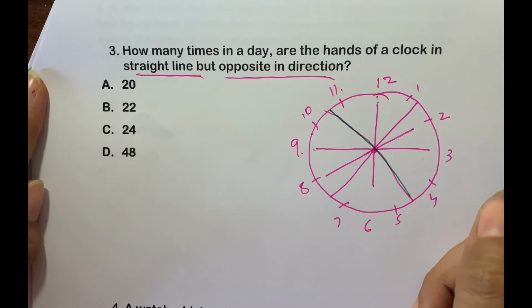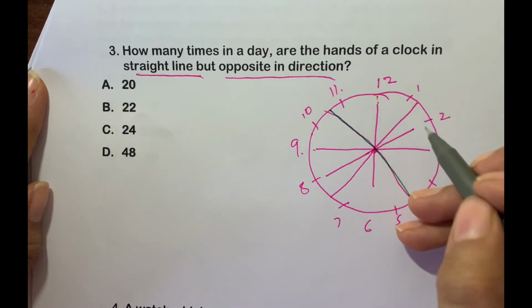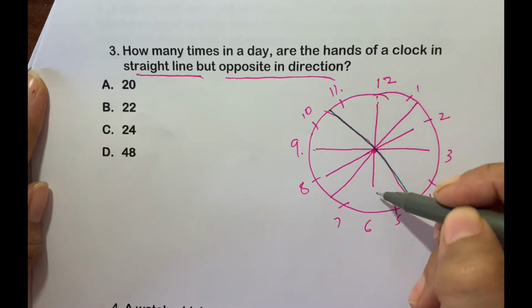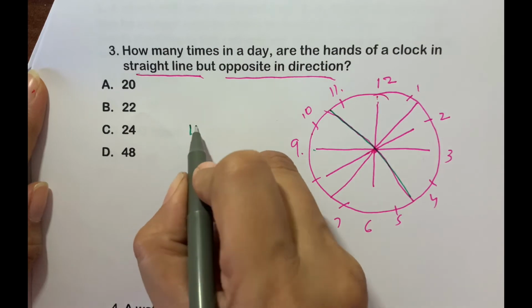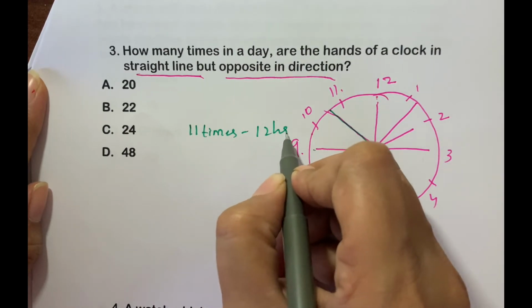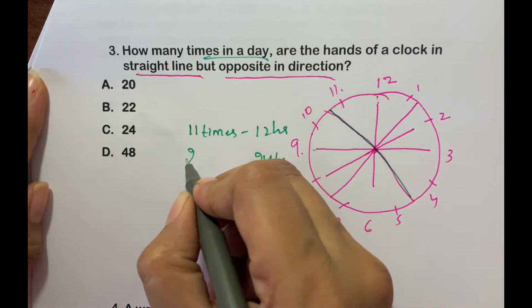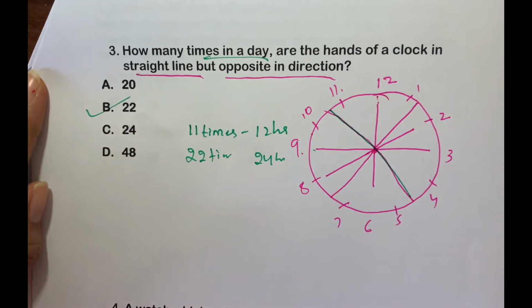So the hands of a clock point in the opposite direction 11 times in every 12 hours. So once it completes this particular 12 hours, we are supposed to leave this. So it becomes 11 times in every 12 hours. Since they have asked a day is 24 hours and you have to double it, it is 22 times. So 22 is the answer.